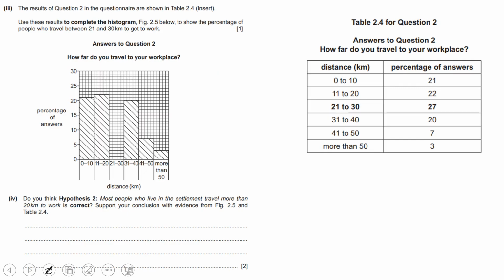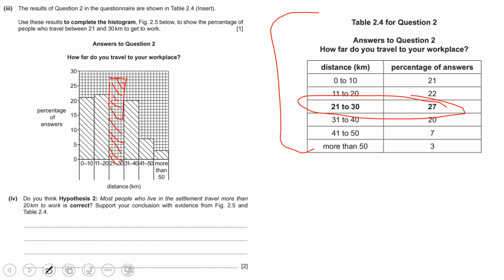Now, we have another question here that said, the results of question 2 in the questionnaire are shown in table 2.4 insert. Okay, this is 2.4 insert. Now, use the results to complete. Obviously, I know I'll complete this because it's in bold already. So, 21 to 30 is this one, and it's 27. 25 here, 26, 27 is just this part here. You bring it down, then you pop, pop, pop. That's all. 1 mark.